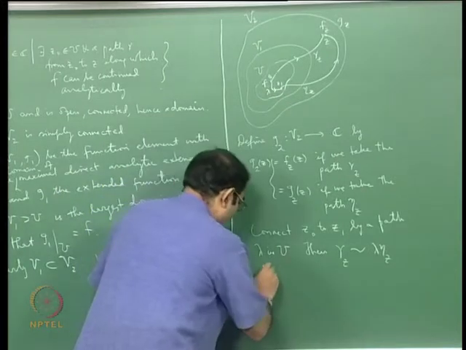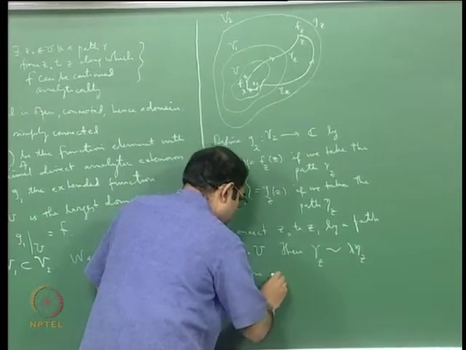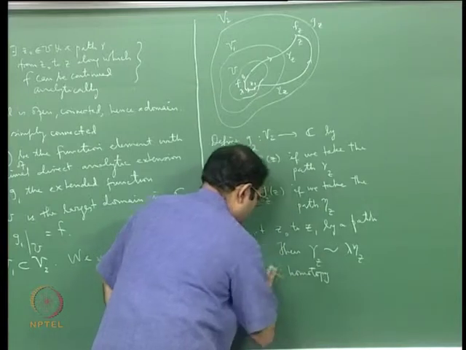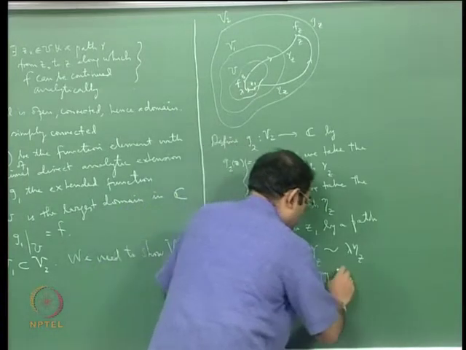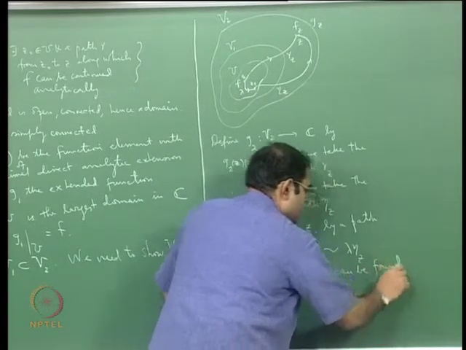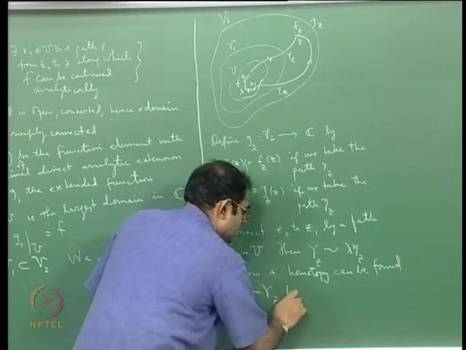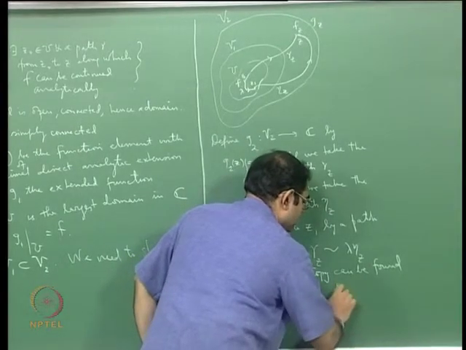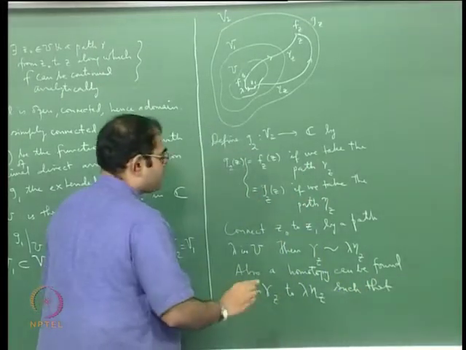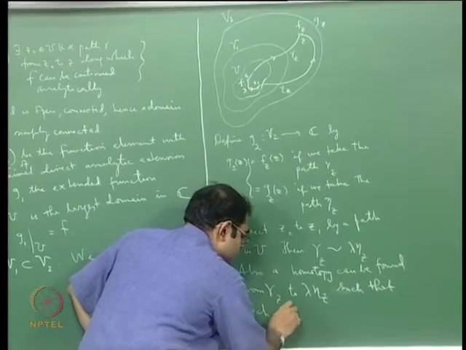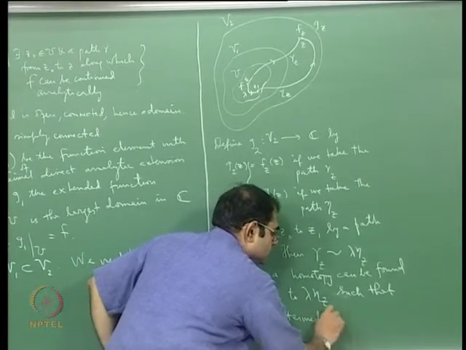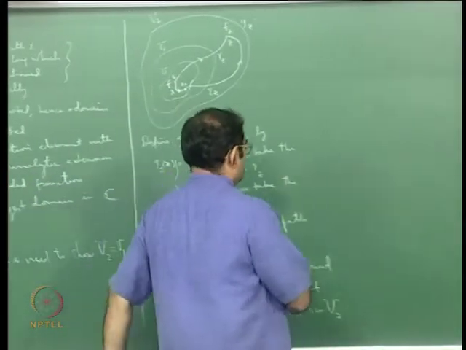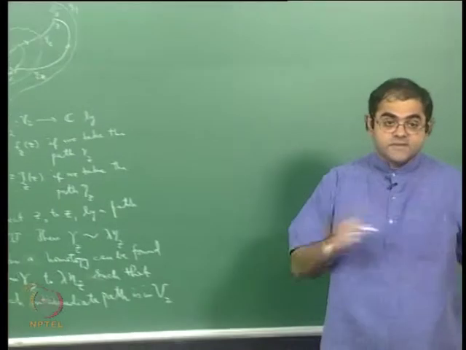Also, a homotopy can be found from gamma sub z to lambda eta sub z such that each intermediate path is in V2, along which analytic continuation of f exists.